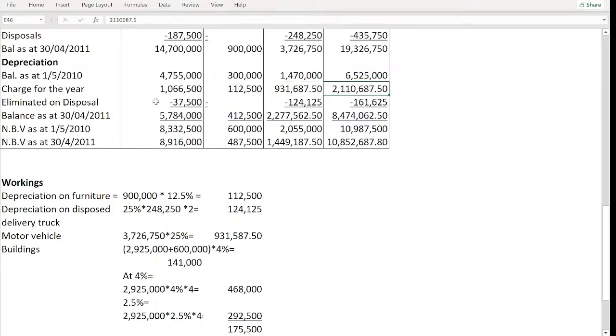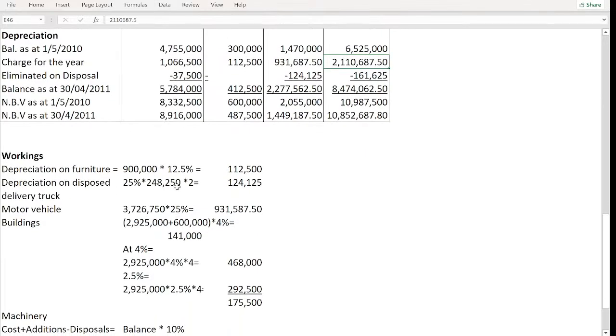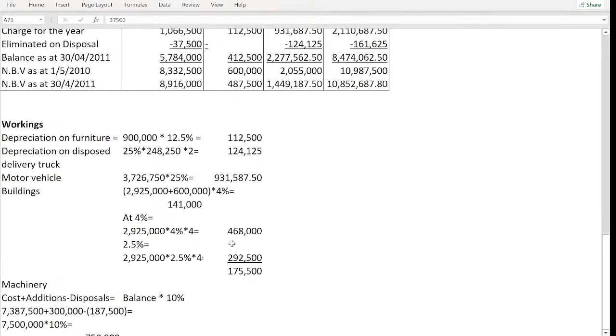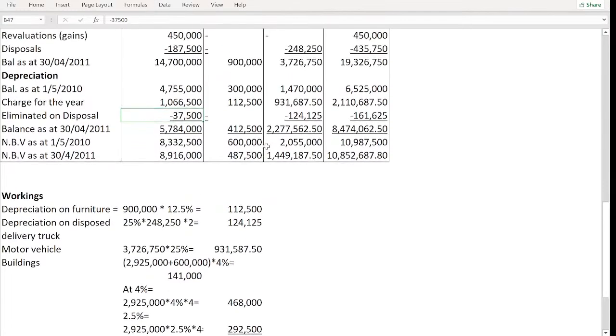So the total will be 2,110,000. Then eliminated on disposal, we have two. So we have the truck and the machinery. For the truck disposal, we got for the 2 years it is 124. And for the machinery we have calculated it after disposing the 187 for the 2 years, get 37. So that is all what we are supposed to do.